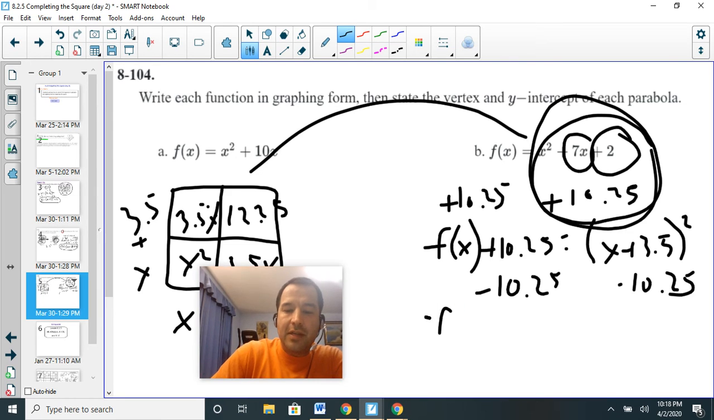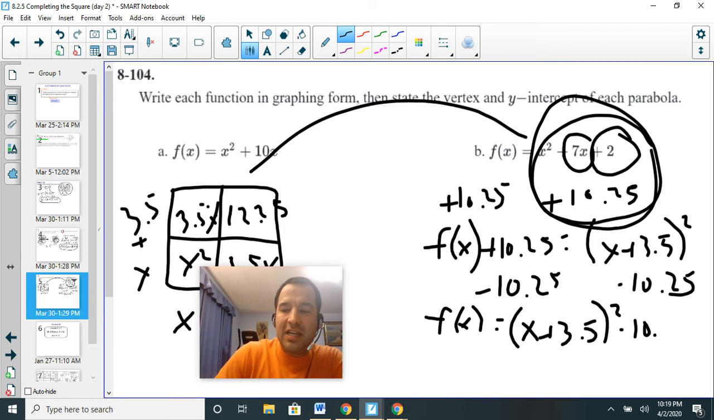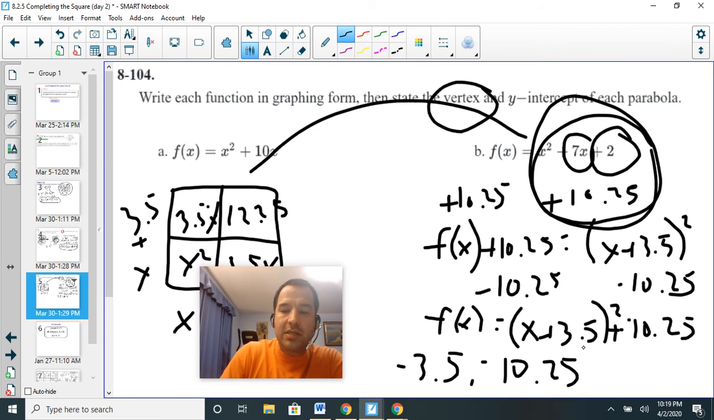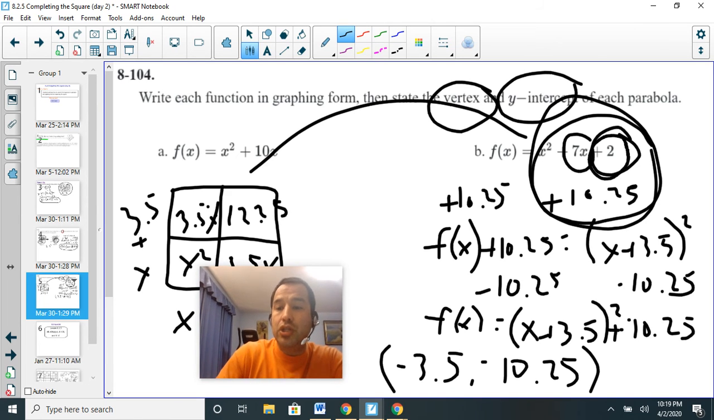If I can only fit it in here, f of x equals (x plus 3 5/10) squared minus 10 and 25 hundredths, which gives me two things. Well, first of all, gives me the vertex. What is a vertex here? Again, x minus h. So negative 3 5/10, plus k. So same thing there. Negative 10 and 25 hundredths. Put it in parentheses here. Also need my y-intercept. My y-intercept here is 2, and that solves that problem.